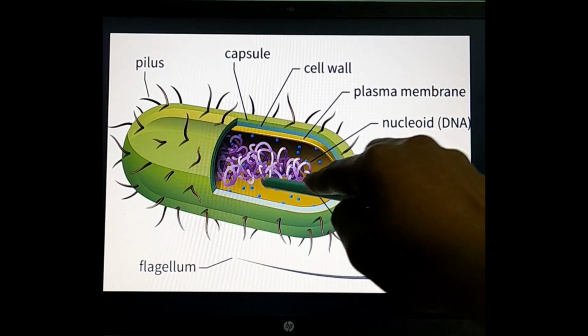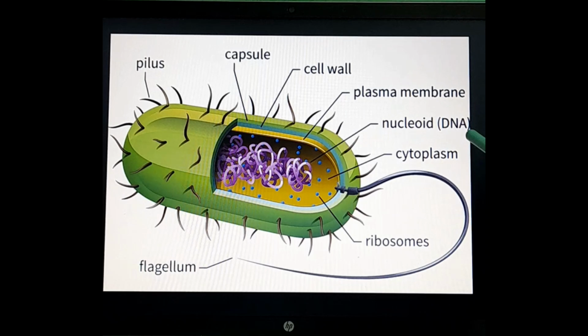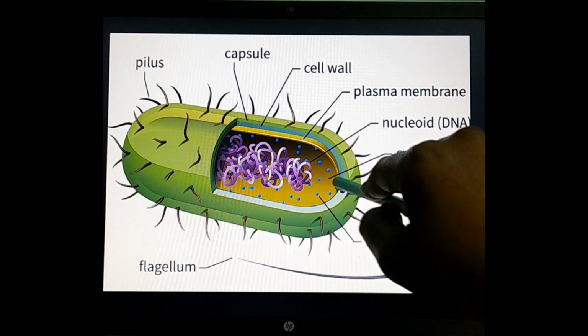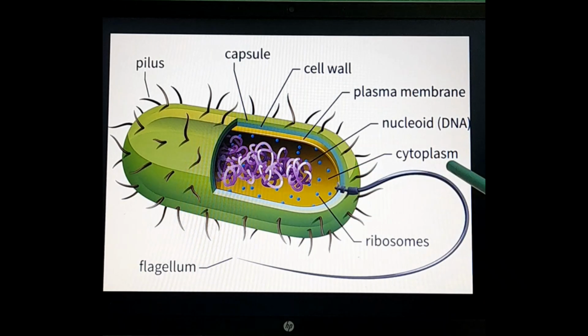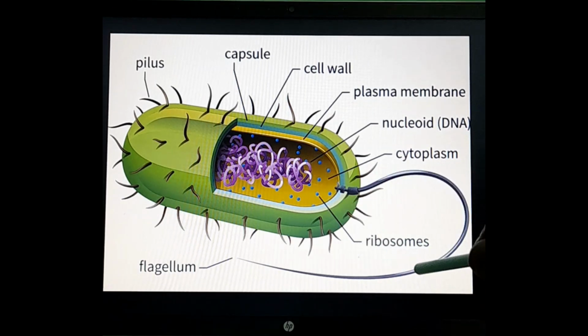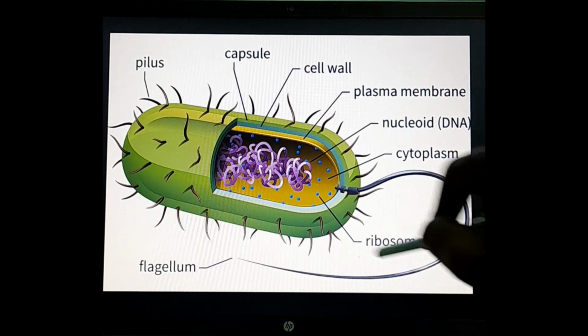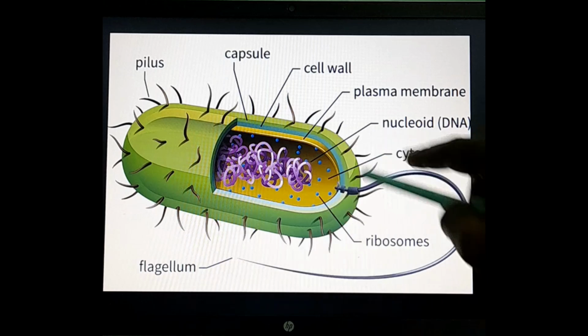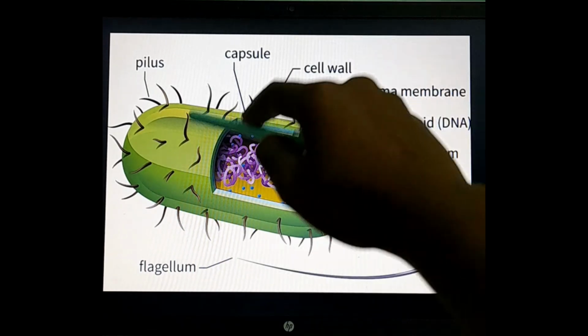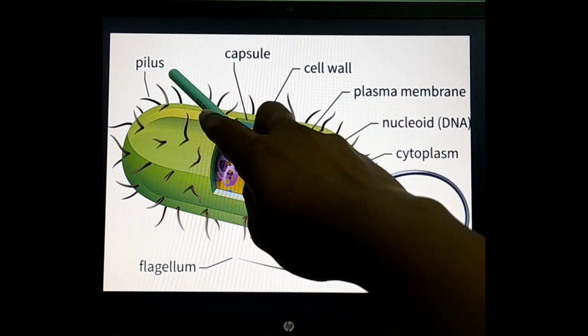Next is the nucleoid. They have DNA. DNA means deoxyribonucleic acid. And the jelly-like structure is called the cytoplasm. Non-membranous cell organelles are the ribosomes, and the two others, flagellum and pilus. The longer filamentous structure is called the flagellum, and the smaller filamentous structure is called the pilus.